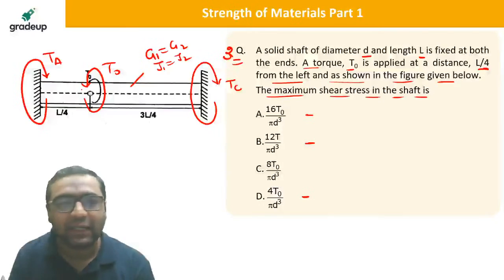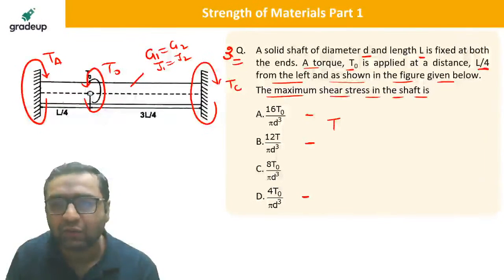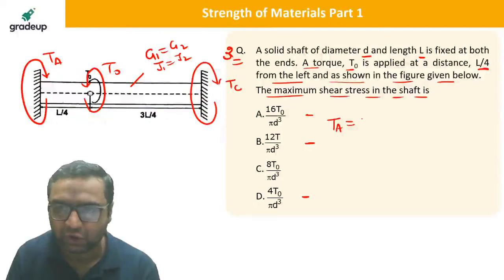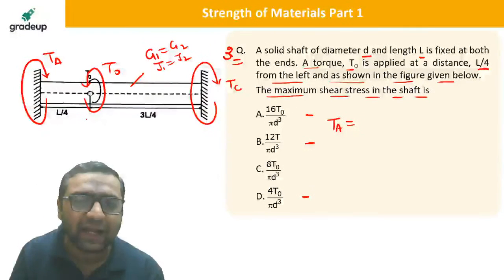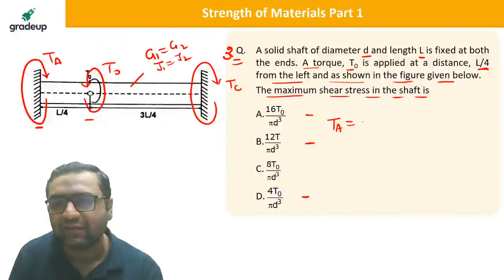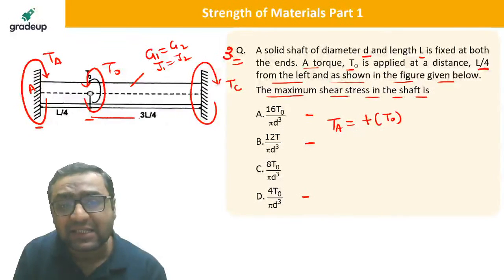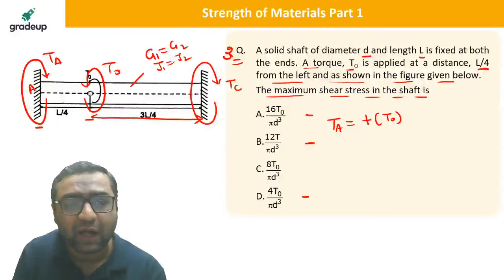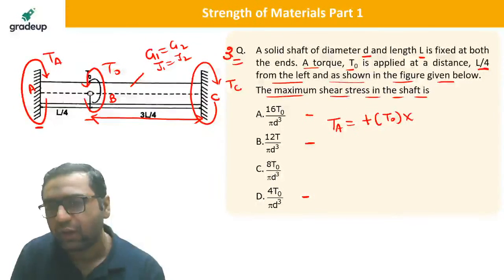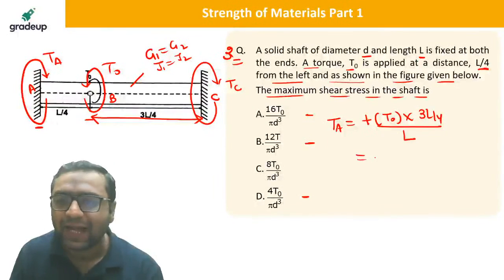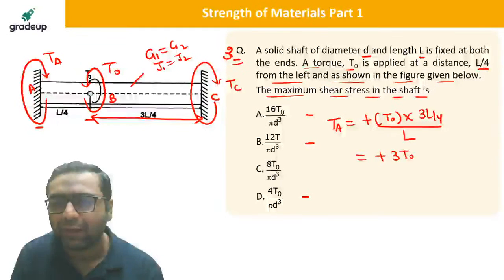So we can definitely apply the shortcut. If you are going to write down the shortcut, TA will be given as equals to. First of all, you will see that they are in opposite direction, so the sign will be plus. You will write the value of torque T naught. You need to find the reaction at A, so you will see the distance of this applied torque from the opposite end C. This point is B, which is 3L by 4. Multiply it by 3L by 4 divided by the total length L. The answer will be plus 3 T naught by 4.